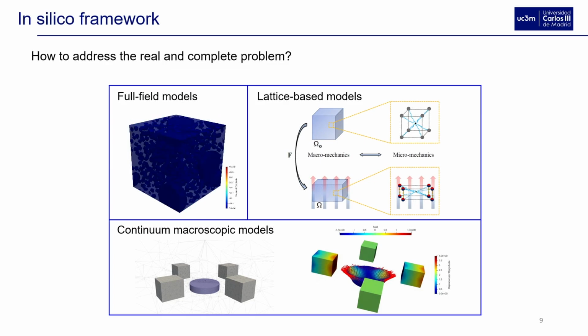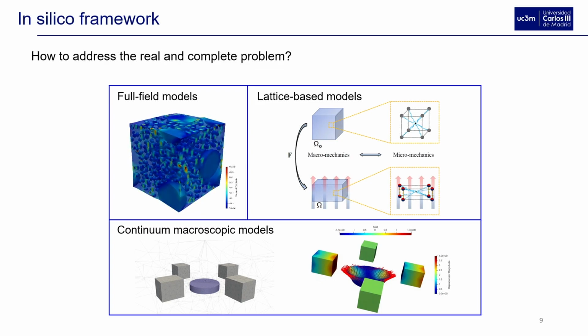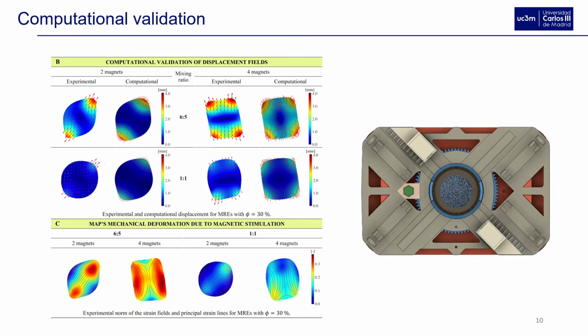So we integrate full field models with lattice-based models, micromechanical models, and continuum macroscopic models that integrate not only the substrate and the magnets, but also the space in between. And in that way, we perform a computational validation of the displacement fields, and we can see in the video that we are able to, well, this is a render obviously, but we are able, just by giving the position of the magnets, to recreate the desired displacement field.